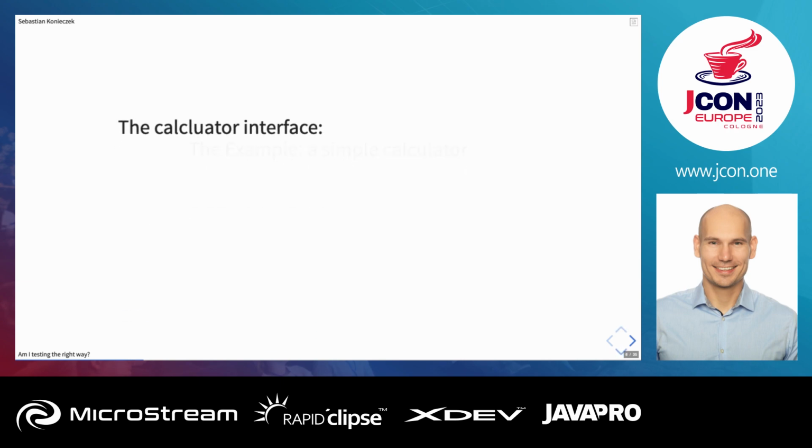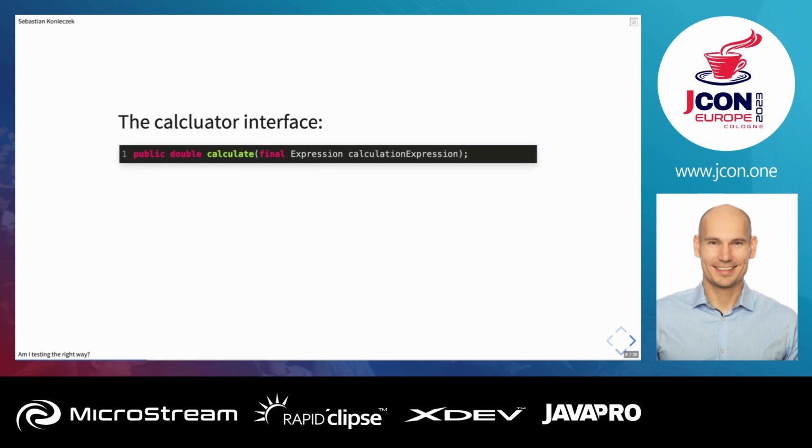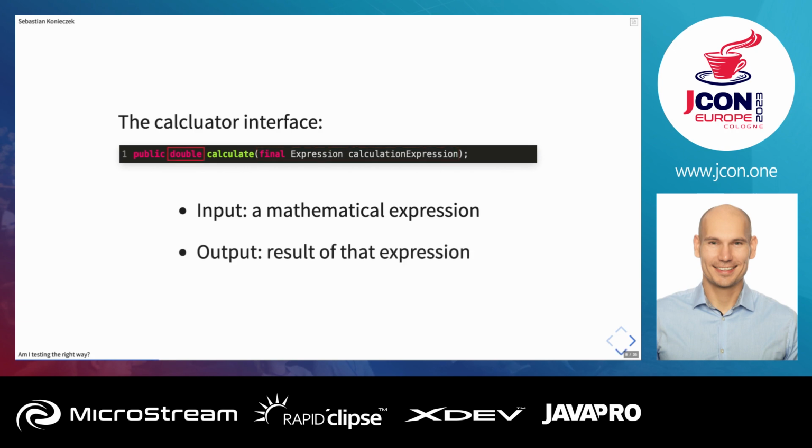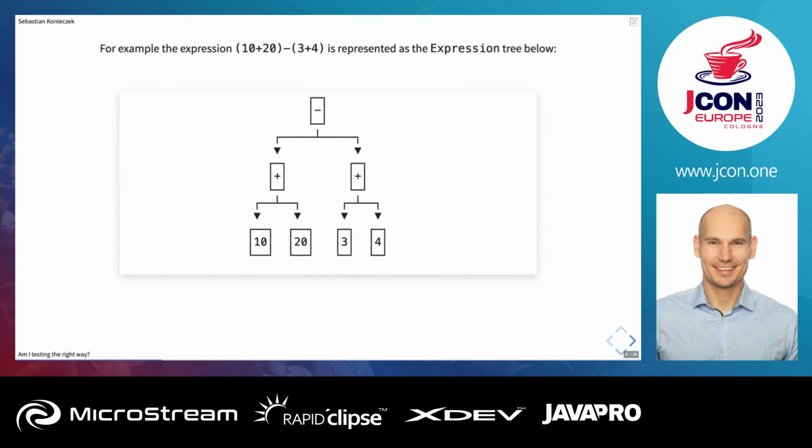At first, the calculator has a very clear and well-defined public interface, and it looks like this. Pretty easy. We have a mathematical expression as an input to the calculator, and of course, hopefully, we get a numeric value as the result of this expression. Now let's have a look at what this expression looks like.